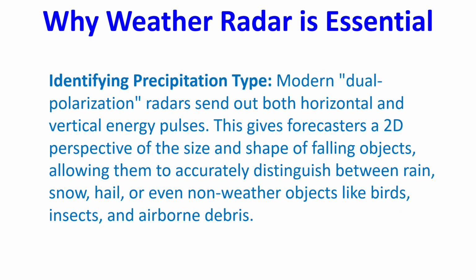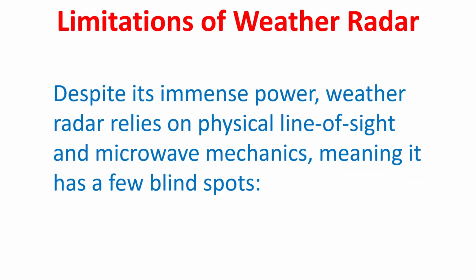Modern dual polarization radars send out both horizontal and vertical energy pulses. This gives forecasters a 2D perspective of the size and shape of falling objects, allowing them to accurately distinguish between rain, snow, hail, or even non-weather objects like birds, insects, and airborne debris.